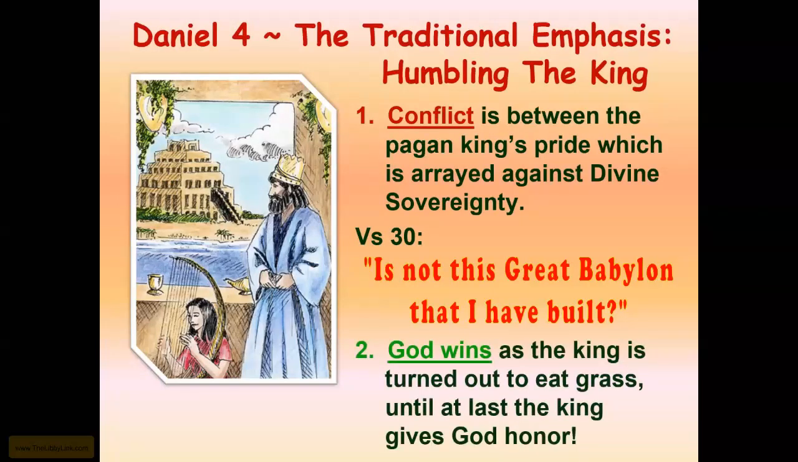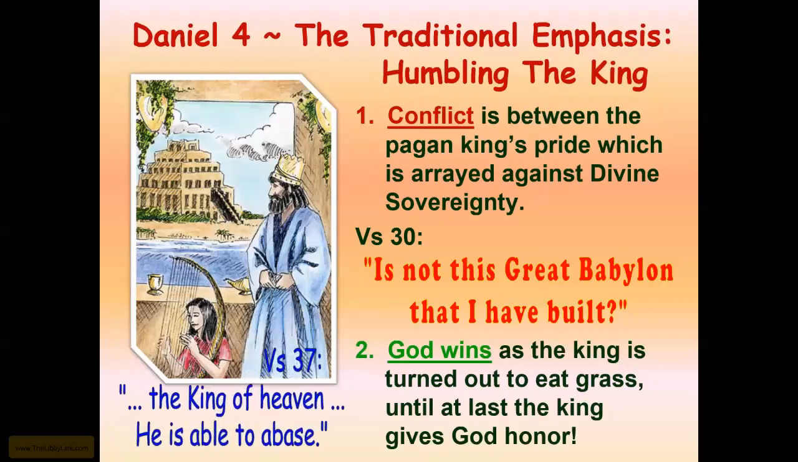In the end, Yahweh wins as the king is turned out to eat grass in the pasture until at last he gives Yahweh honor. Even King Nebuchadnezzar admitted in verse 37, the King of heaven is able to abase. Although this traditional emphasis has some really good practical lessons for us today, there is a special part of this chapter that connects to Revelation.